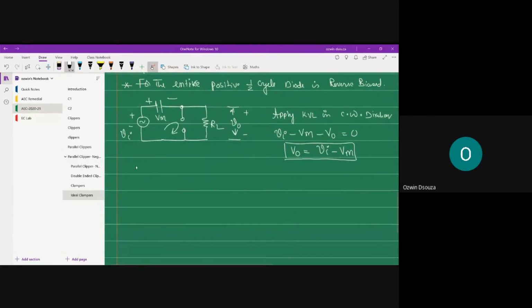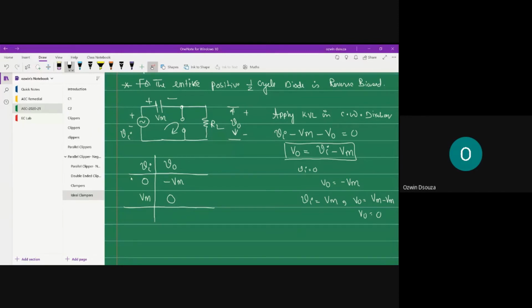So what we can do is make a small table. This is my Vi and this is my V0. When your input is 0, what is your output? Output is minus Vm. So let us write minus Vm. And when your input attains positive maximum, that is plus Vm volts, what happens to output? Output becomes Vm minus Vm, which is equal to 0. So when your input attains positive maximum, output becomes 0.